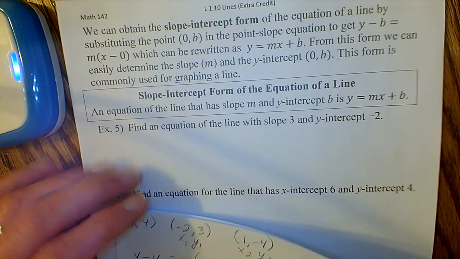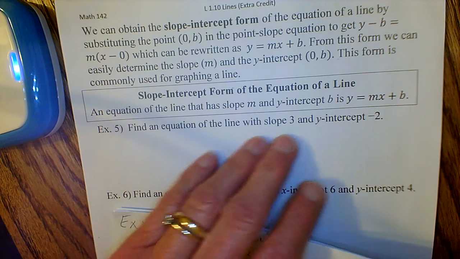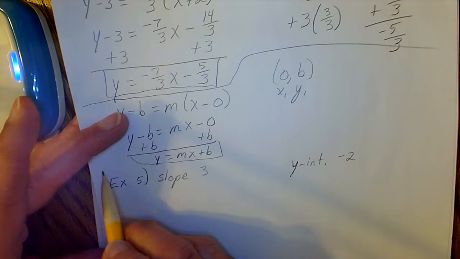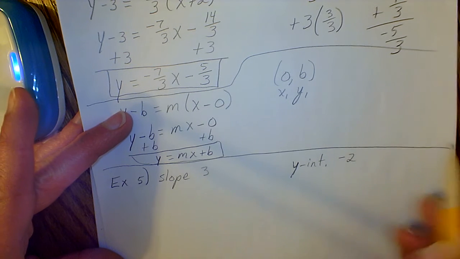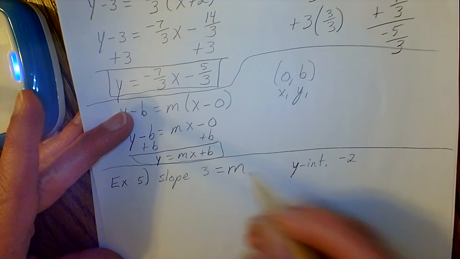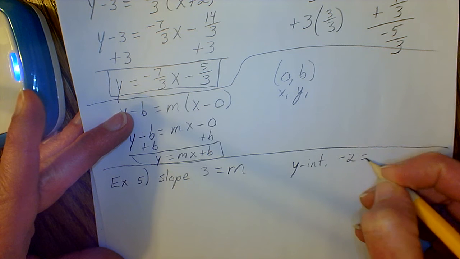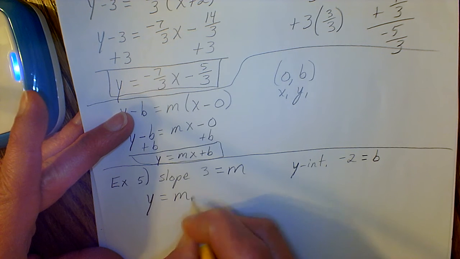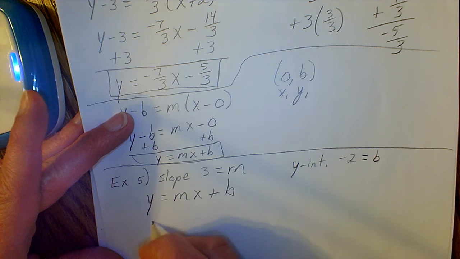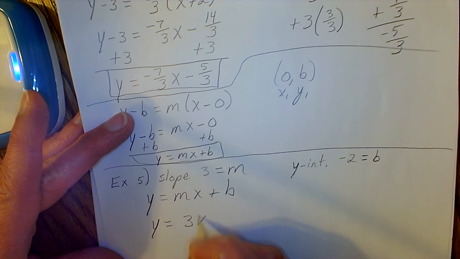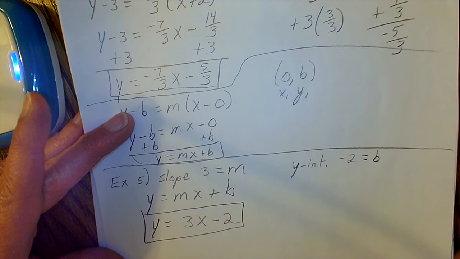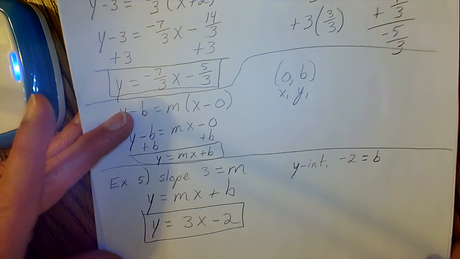Now let's look at finding an equation of the line with the slope 3 and the y-intercept -2. And so on this problem, we're going to have a slope of 3. Remember, the slope is m. We're going to have a y-intercept of -2. That'll be our b value. We'll plug those in to y is equal to mx plus b, so that's going to be y is equal to 3x, and b is -2. And there we have the equation in the slope-intercept form.